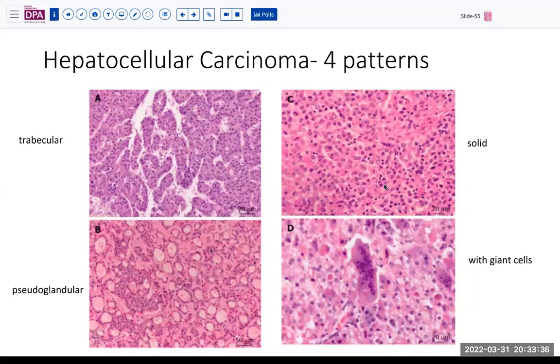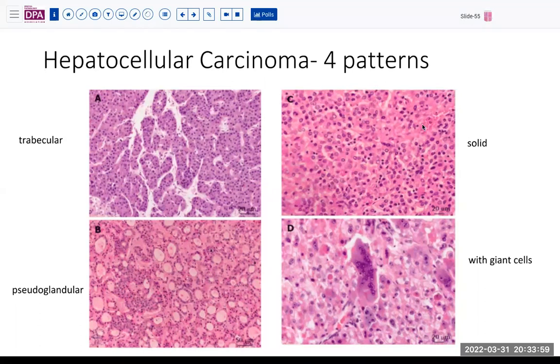With the more poorly differentiated tumors, the higher grade tumors, you tend to have a solid pattern with a degree of anaplasia, with a degree of high variability between cells. And that can sometimes be associated with giant cells. So those four patterns are seen with some frequency.